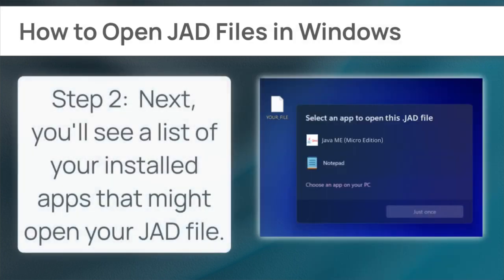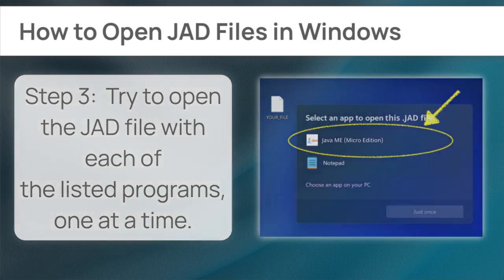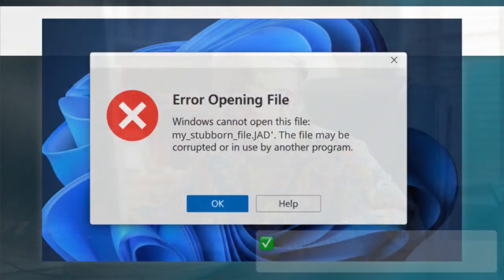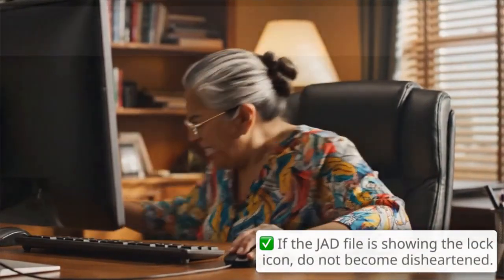Right-click the JAD file and hit Open with Test JADMaker Micro Edition if available. If not, choose a different app. Compatibility is the likely issue. If you still can't open the JAD file, it's okay. Don't be confused by the error message. Here are the 3 most common technical reasons your JAD file is not opening.